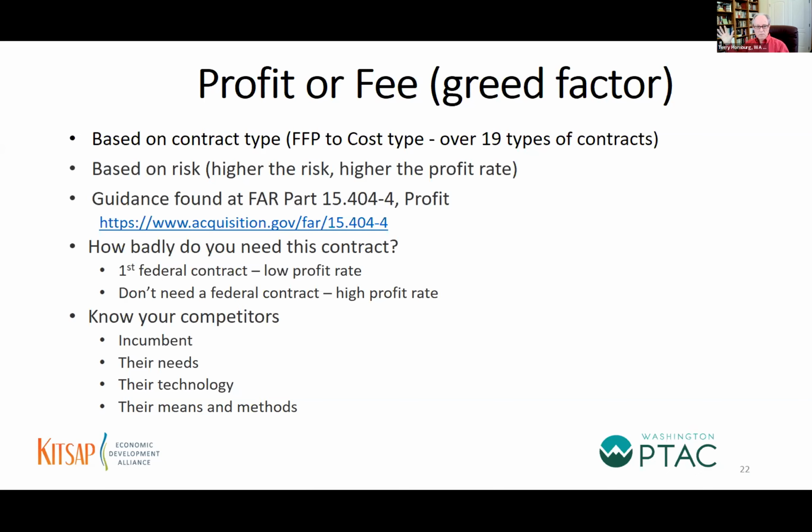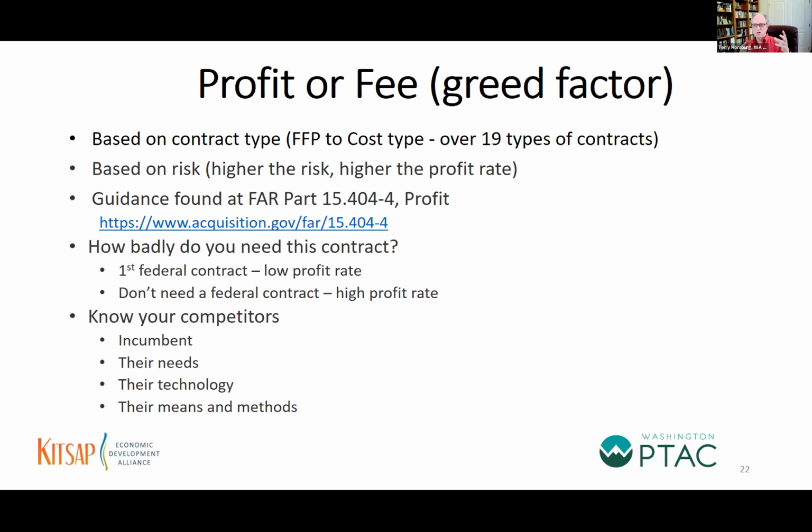To the other extreme, you don't need the federal contract. All your employees are gainfully employed. You've got contracts stacked up and overlapping, and you're good for the next 2 years. You don't need another contract, but you are compelled for whatever reason to submit a proposal on this. And so you're going to put in a high profit rate. You don't really care whether you get it or not. And if you win the contract, you're going to make lots of profit on it. So there's everything in between also.